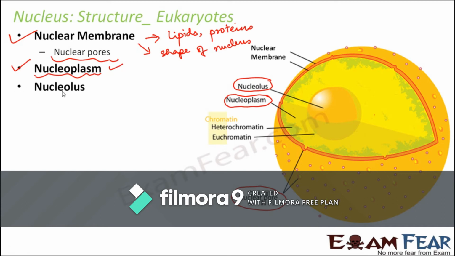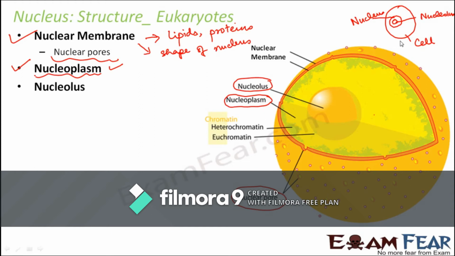Next is the nucleolus. This central structure is the nucleolus. It is something like this: you have a cell, somewhere towards the center of the cell you have the nucleus, and at the center of the nucleus you have the nucleolus. This is your nucleolus, this one is the nucleus, and this entire thing is the cell. So the center of the cell is the nucleus and the center of the nucleus is the nucleolus.